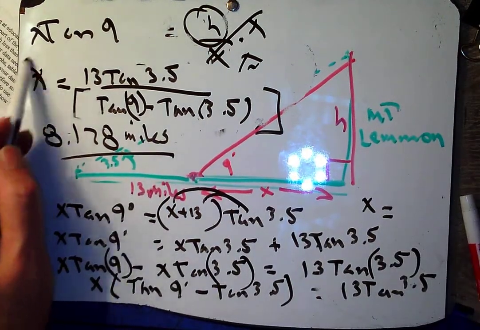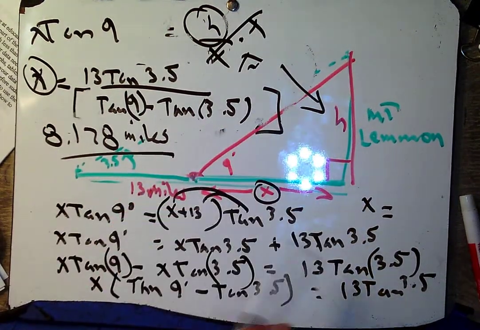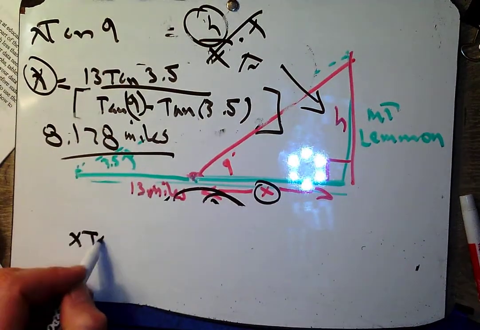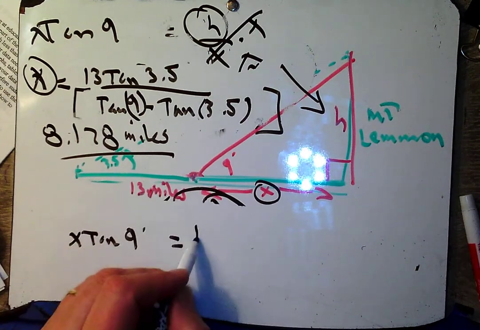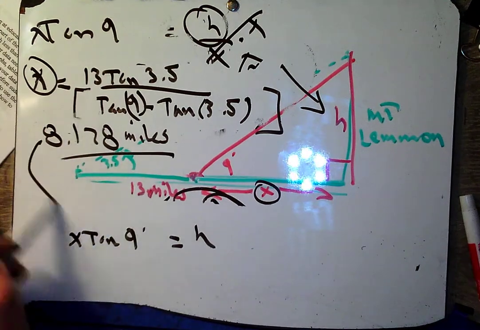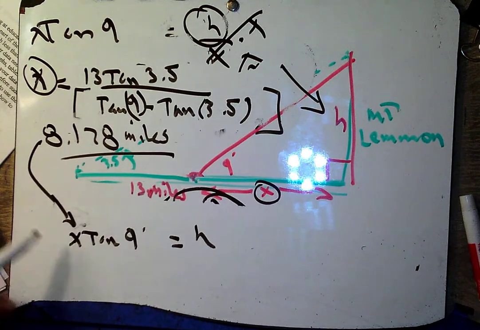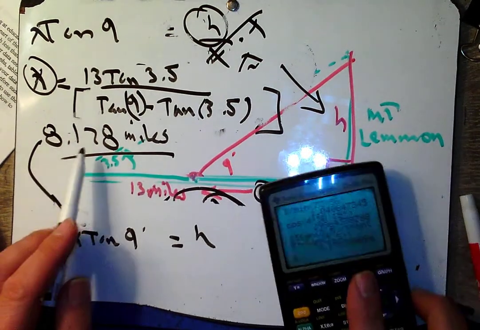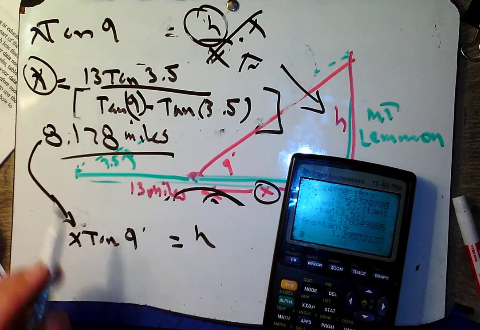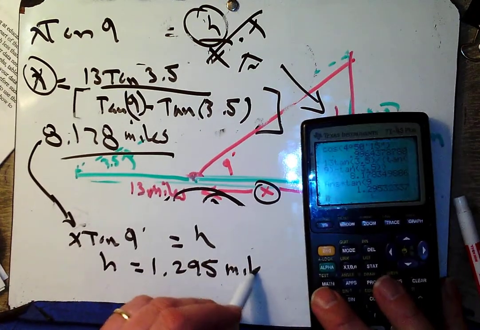Well, that's great, except that's not our answer. Remember, we just solved for x. That's this. I want to know the height of the mountain. Well, luckily, we have this equation here. X tan 9 equals h. Oh, h is the thing I'm looking for. So let's take this number and plug it in for x. So I'm going to do 8.178 times tangent of 9. And I get that h equals 1.295 miles high.